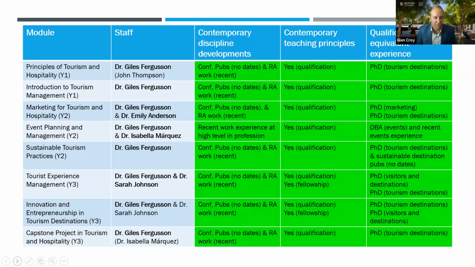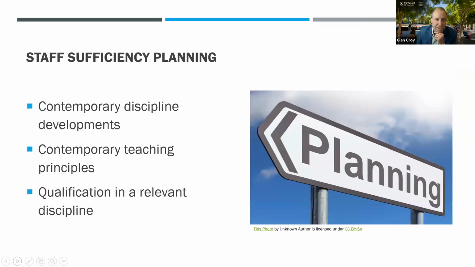So what we're looking for is not to create the extra work for a small number of people, but for the whole team to develop, which then takes us on to staff sufficiency planning. And again, we're looking at planning across these three areas, and importantly, all of these three areas. So everyone, linking back to Aaron's earlier point, everyone in the teaching team needs to demonstrate all of these criteria if they have got oversight of teaching within a degree program. All right.